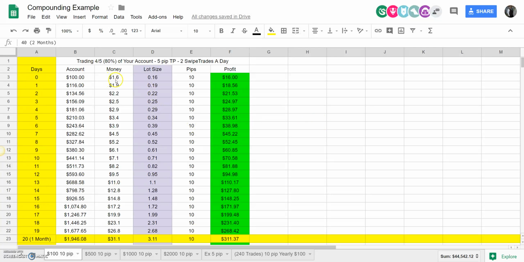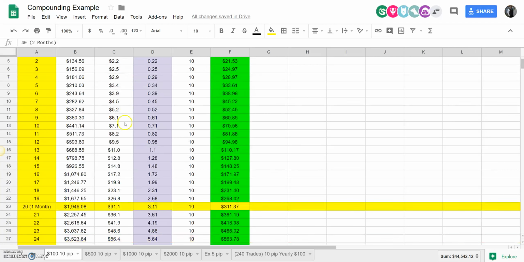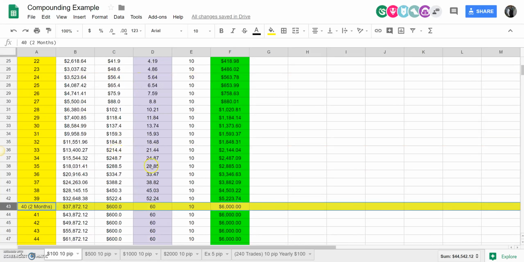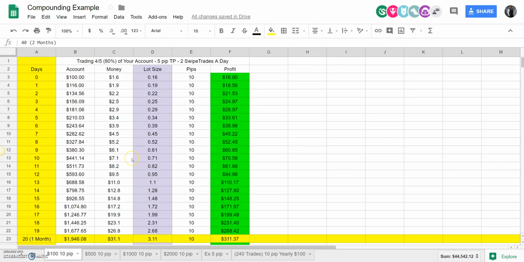For example, right here, this is $1.60, but the way you would put $1.60 in is 0.16. So if you cannot look at dollar amounts and convert them to lot sizes, you are not ready to be trading and you should not be using this formula. Okay, let's dive right in.